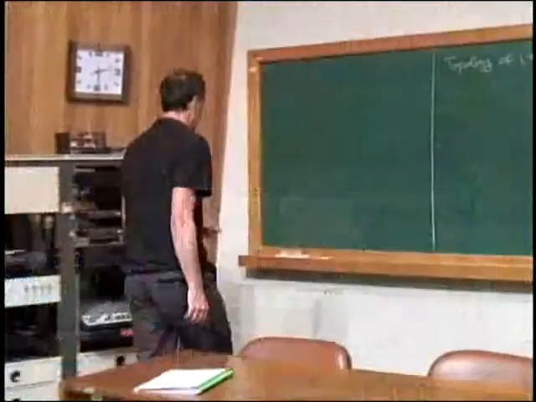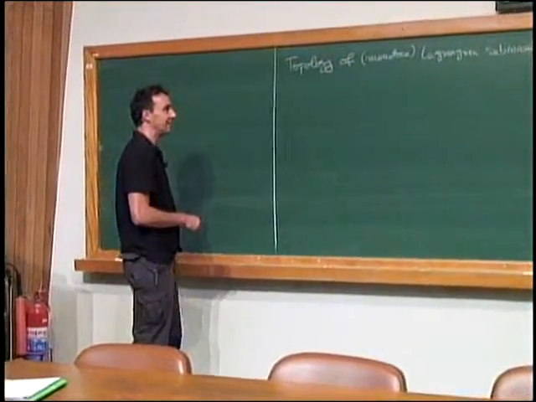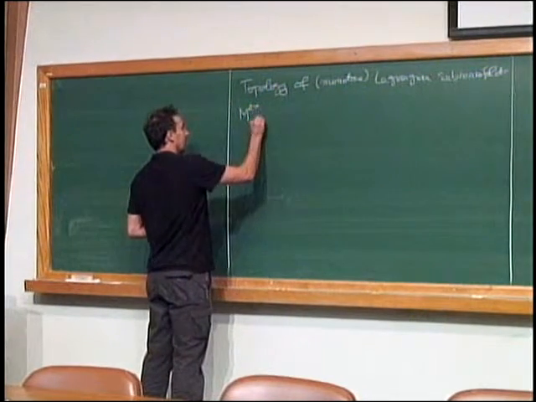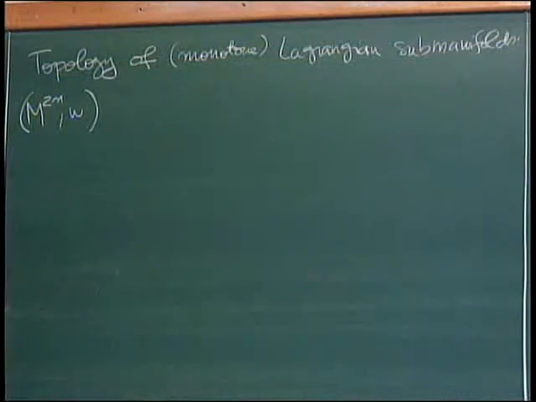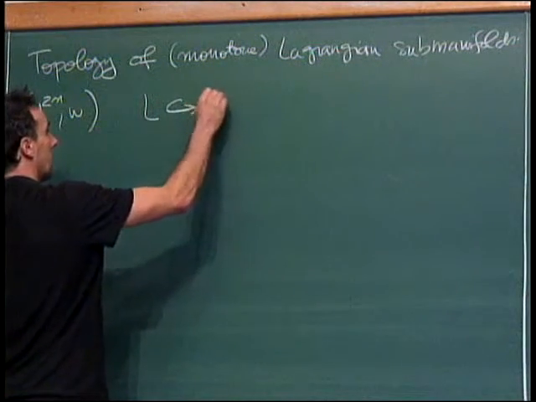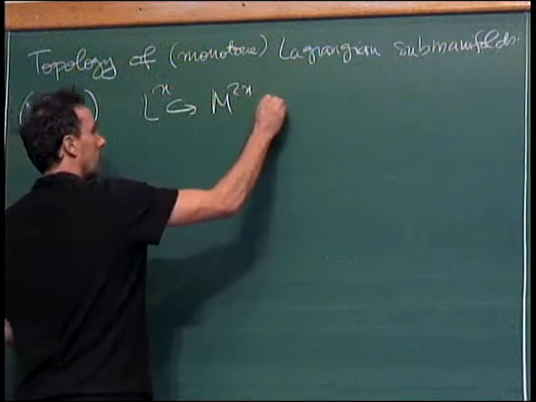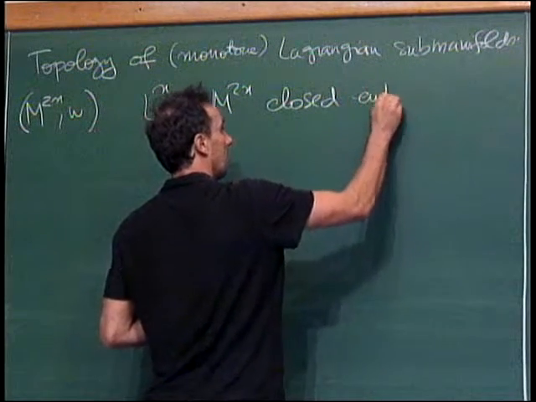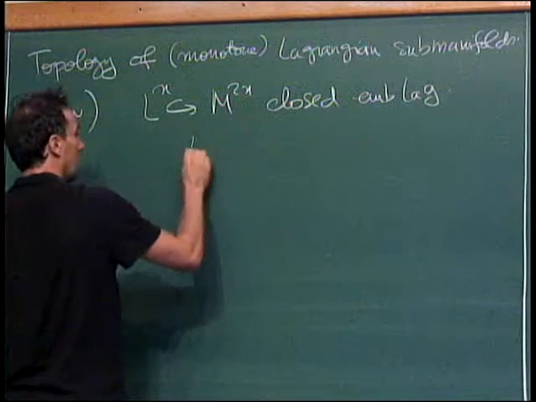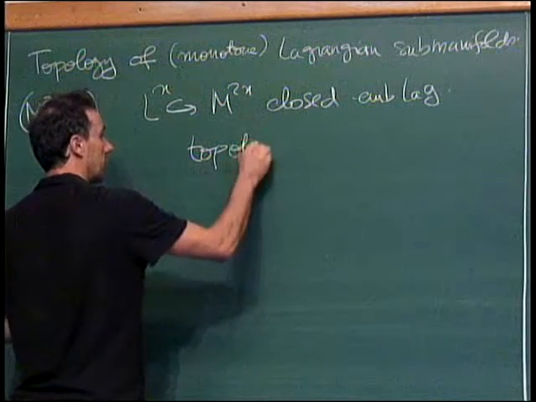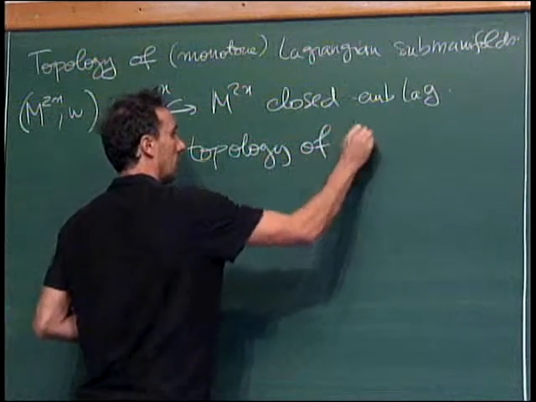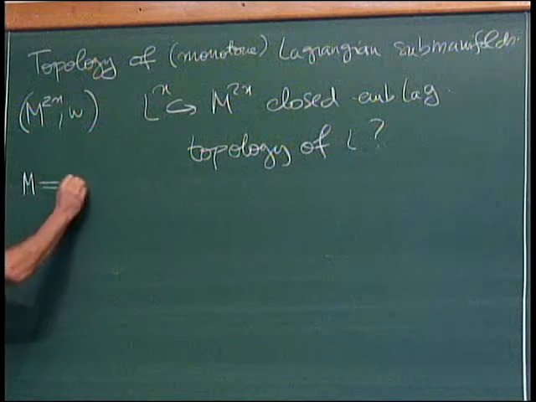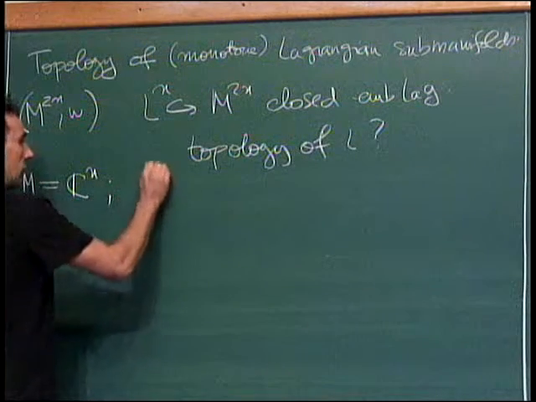So, I will talk about my favorite subject, which is the topology of Lagrangian submanifolds. So, the general question is the following. Let's have a symplectic manifold M, and then a Lagrangian closed submanifold L embedded in M. And then the question is, which are the constraints on the topology of L induced by this fact?